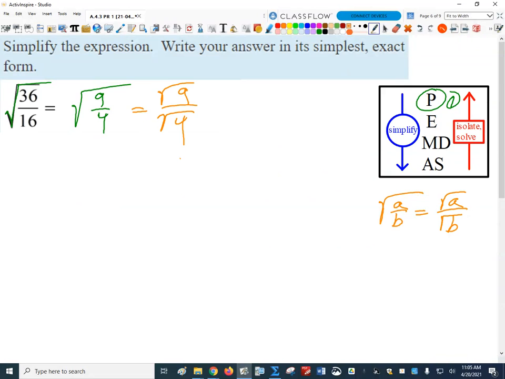If I take the top and I simplify that radical, if I come down to the exponents, and I want to simplify that, well, what's the square root of 9? 3. Square root of 4 is 2. Done. Okay, that worked out great, but it's not always so easy.